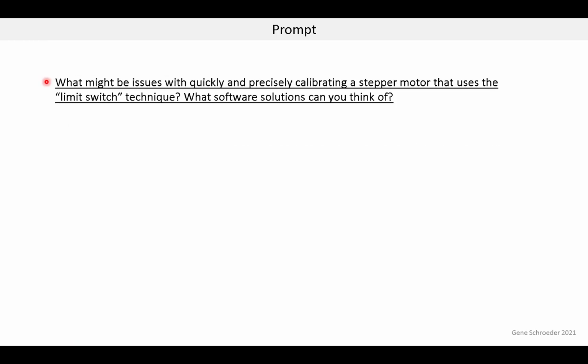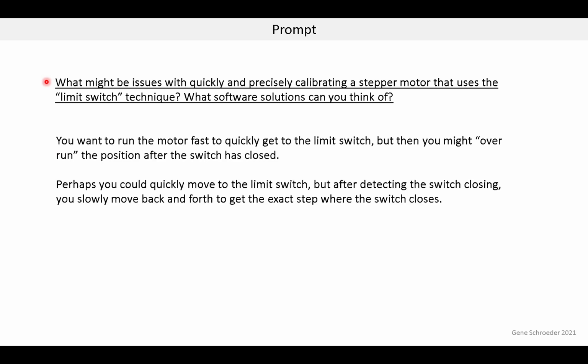What might be issues with quickly and precisely calibrating a stepper motor that uses the limit switch technique? What software solutions can you think of? Well, what I thought of is you want to move the motor fast to quickly get to the limit switch, but then you might overrun that position after the switch is closed. In other words, you ran the motor a little bit longer than you needed to. So in software, maybe you could quickly move to the limit switch until you detect it being closed. But then after that, you would slowly move back until it opens and then slowly move forward to get the exact step where the switch closes.